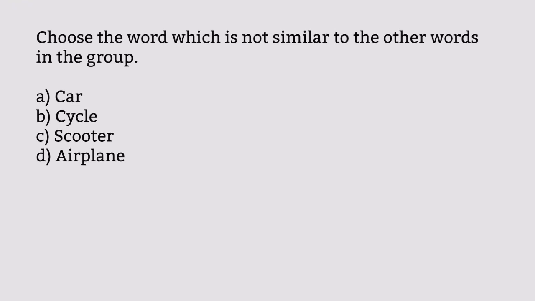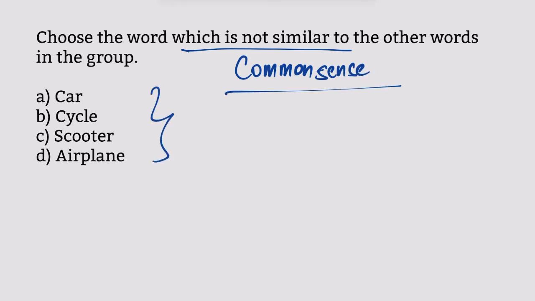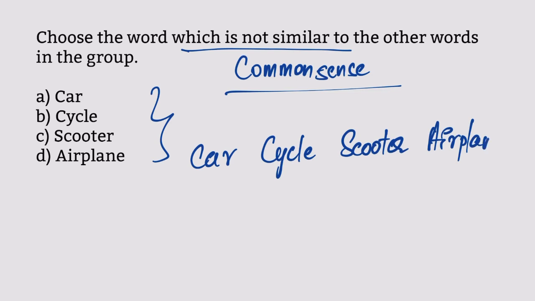Once again, we'll have to look at the odd one out. They say choose the word which is not similar to the other words in the group. This is slightly based on common sense. There is no information made available to us. Based on what we already know about these, we will have to identify the words which do not belong to the group. Now, which are the words? We have car, cycle, scooter, and aeroplane. These are the four vehicles we have in front of us.